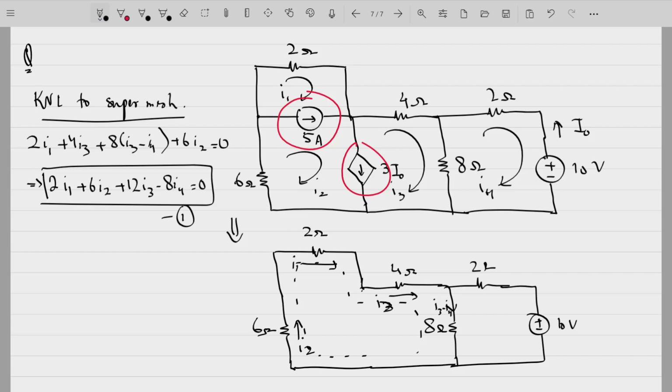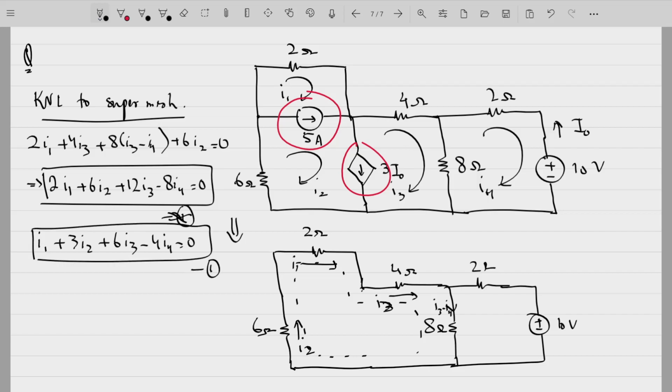You can actually take two common from this. So it will be I1 plus 3I2 plus 6I3 minus 4I4 is equal to 0. We can mark this as equation number 1. So this is our equation number 1. Now what we have to do is, now we know the two current sources.